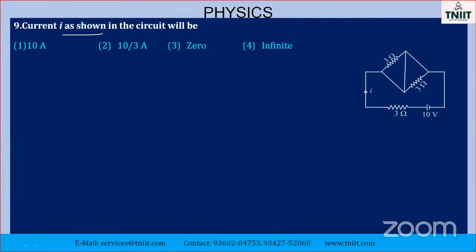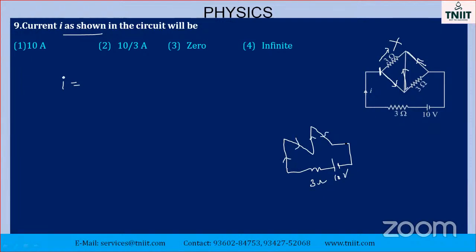What will be the current I shown in the circuit? Whenever the current enters here, it will not flow in this branch. The reason is that in this path there is no opposition, so the current will flow in this path. The current is going to flow like this. There is a 3 ohm resistor and 10 volt. The current will just flow like this because there is no opposition here. So the current flows in this path.